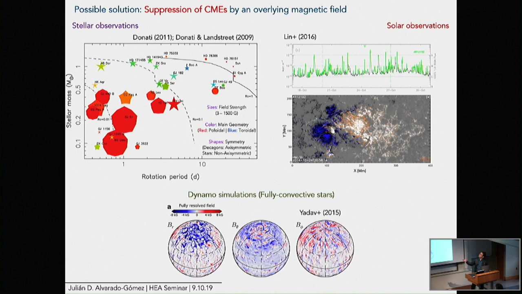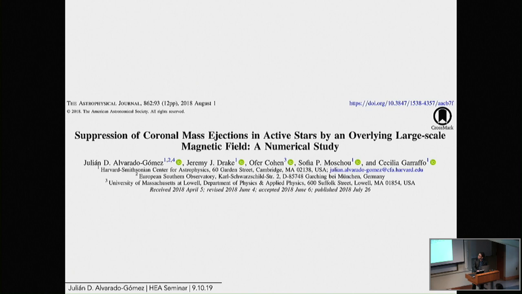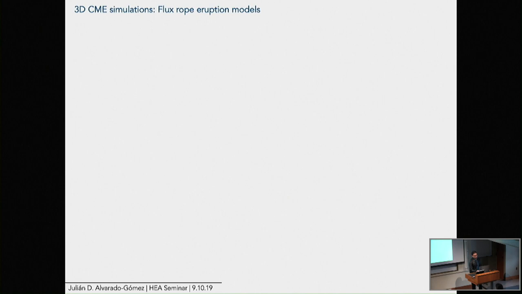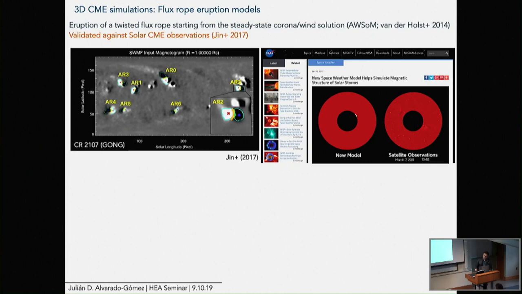So that's the thing that we did in this particular paper in 2018, when we started exploring the suppression of coronal mass ejection in active stars. For this, we did a series of 3D coronal mass ejection simulations using some of the latest models that we employed to simulate coronal mass ejections in the sun. This is using the Alvarado-Gomez solar model, and this particular study is the one that validated this coronal mass ejection model to solar observations. This is from the press release from NASA.